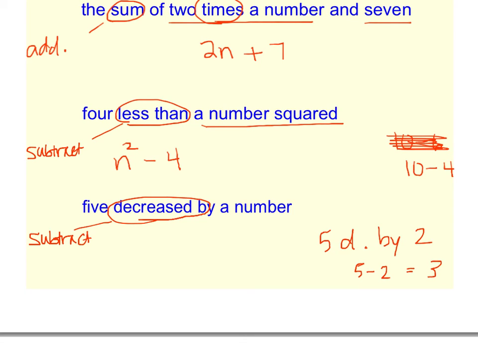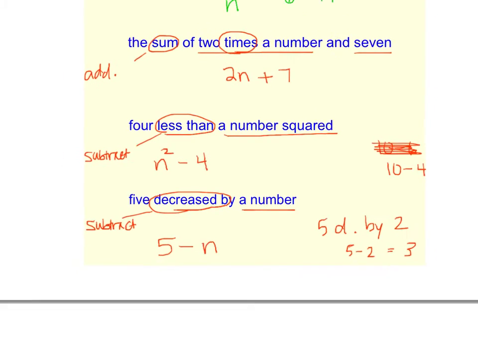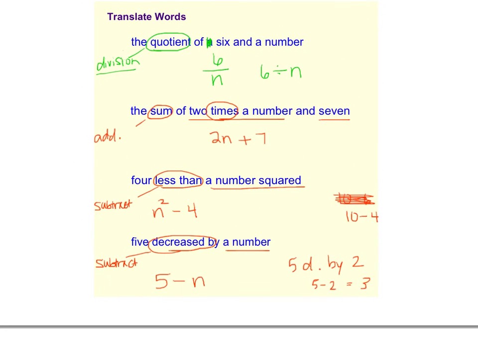So 5 decreased by a number. 5 is your starting point, and you're going to subtract off of that. So that's why we're going to do 5 minus, and then what are we decreasing by? A number, so 5 minus n. So on problems like this, just look for those vocab words that help you know which operation to use, and be careful that you are subtracting in the right order, because subtraction is not commutative, so if you write it in the wrong order you would get a different answer.